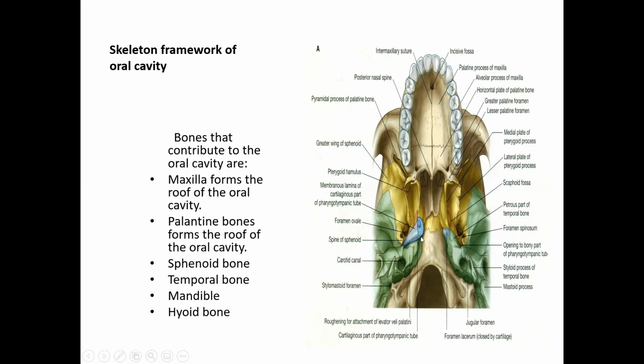And we have the hyoid bone, because most of the muscles of the tongue take origin from the hyoid bone, and the muscles of the oral diaphragm also take origin or insertion on the hyoid bone. So the bony framework includes the maxilla, the palatine bones, the sphenoid bone, the mandible, the temporal bone, and the hyoid bone. All these bones contribute to the skeletal framework of the oral cavity. So we discussed the maxilla.